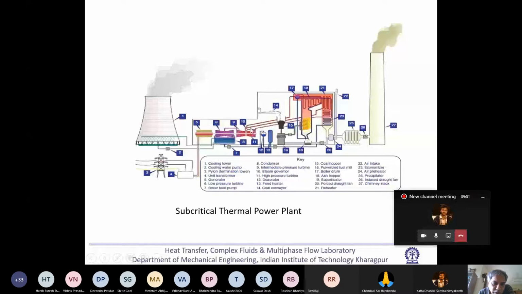So let's say this is the LP stage of the turbine. From here, condenser. From the condenser, water will come to different feed water heaters, and then again to the boiler. And the coolant water from the condenser will go to the cooling tower, and from the cooling tower again it will return to the condenser.